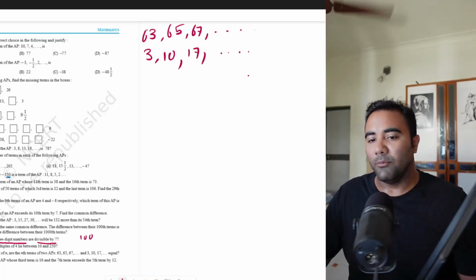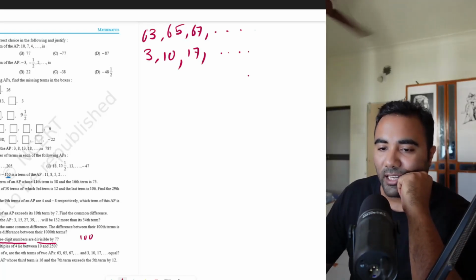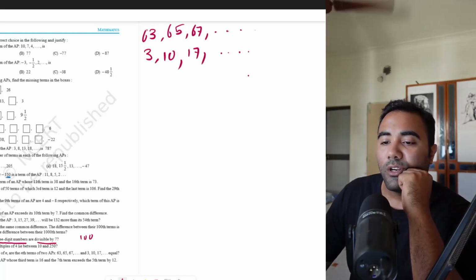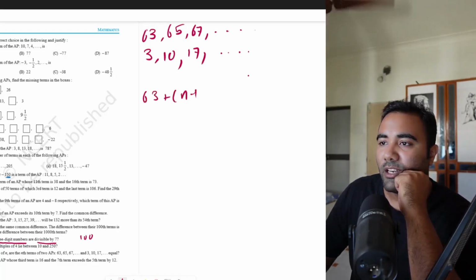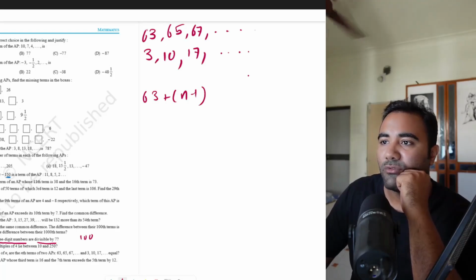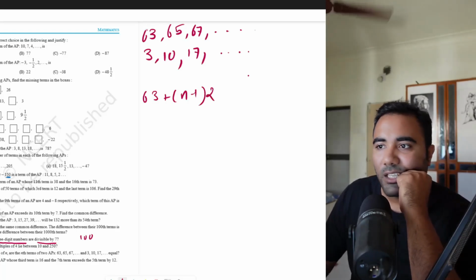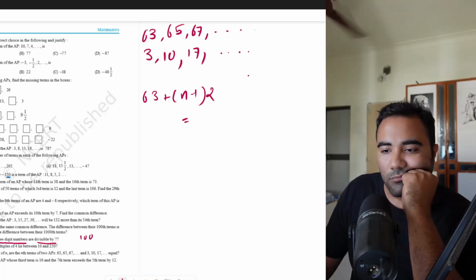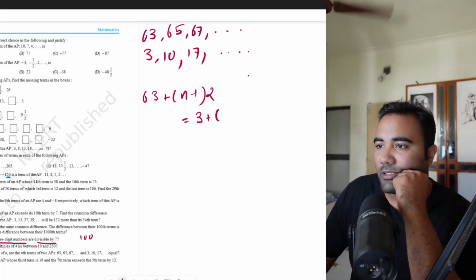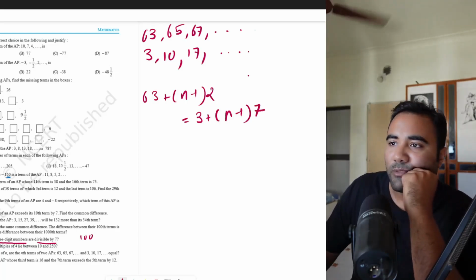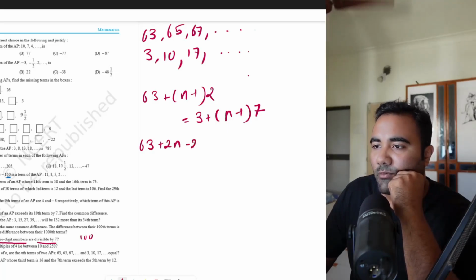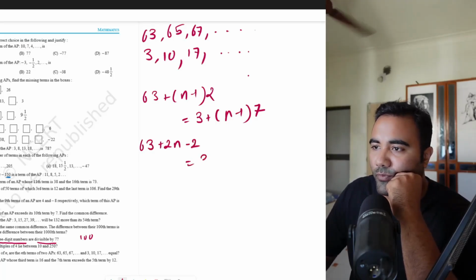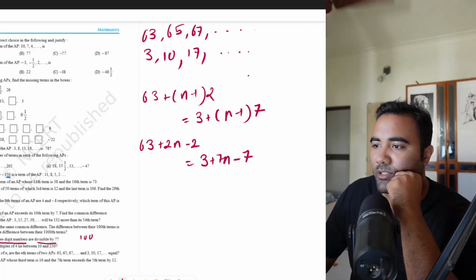The question asks, for what value of n will the nth term of these two APs be equal? So what is the nth term of this AP? 63 plus n minus 1, and the common difference over here is 2, is equal to, again, 3 plus n minus 1, and the common difference is 10 minus 7, that is 7. Simply just calculate. 63 plus 2n minus 2 is equal to 3 plus 7n minus 7.